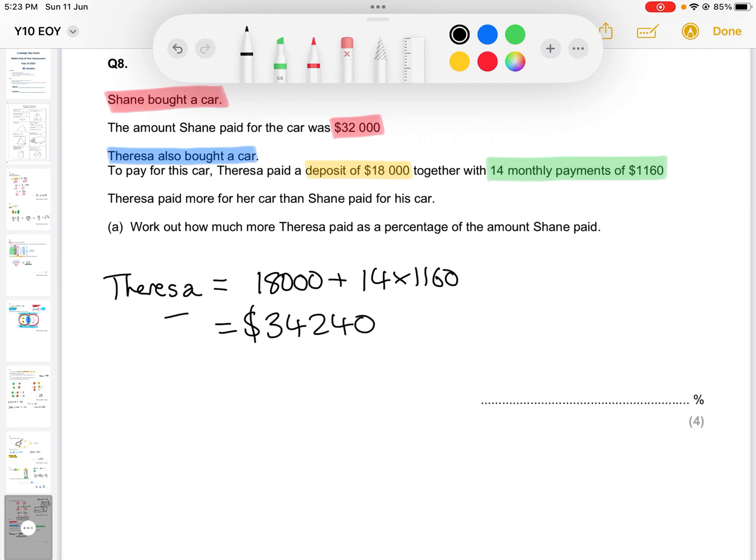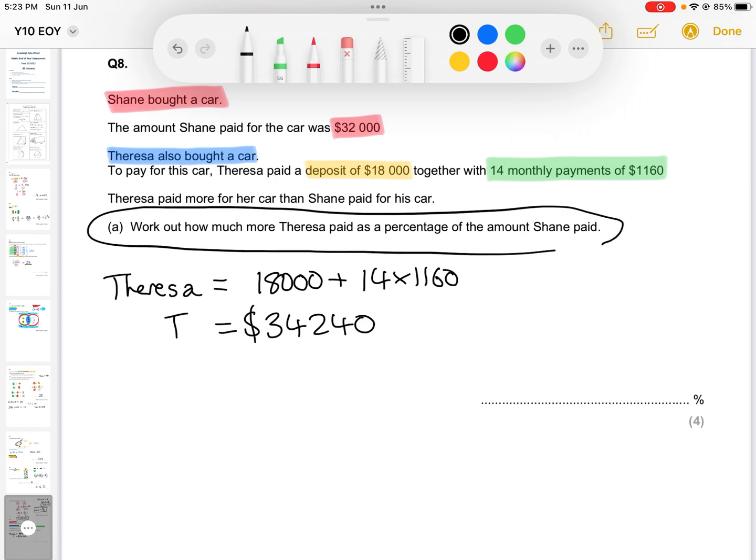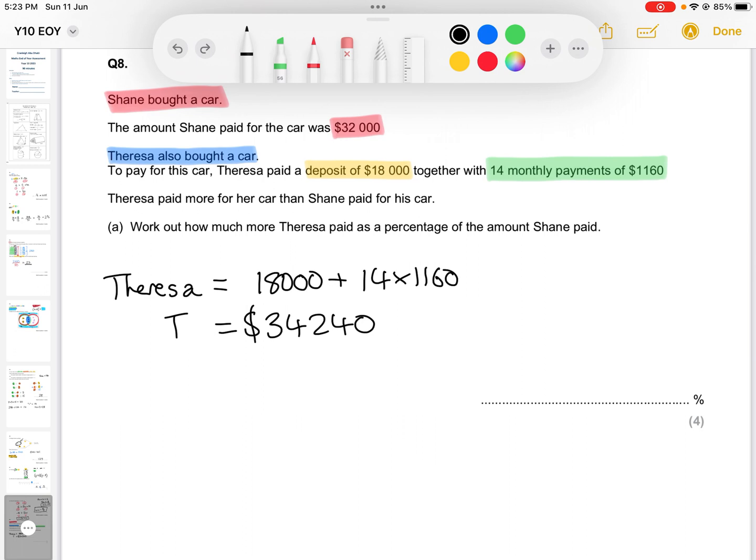Now I got a little bit ahead of myself there because I didn't actually read the question. Work out how much more Teresa paid as a percentage of the amount that Shane paid. Now there's more than one way of doing this, so I'm going to show both methods just now and then you choose which one you prefer.